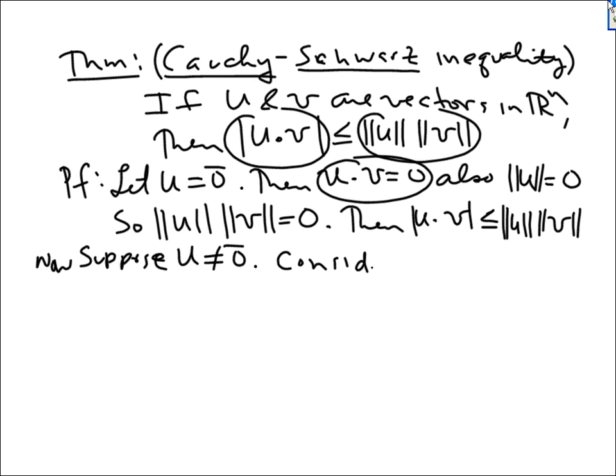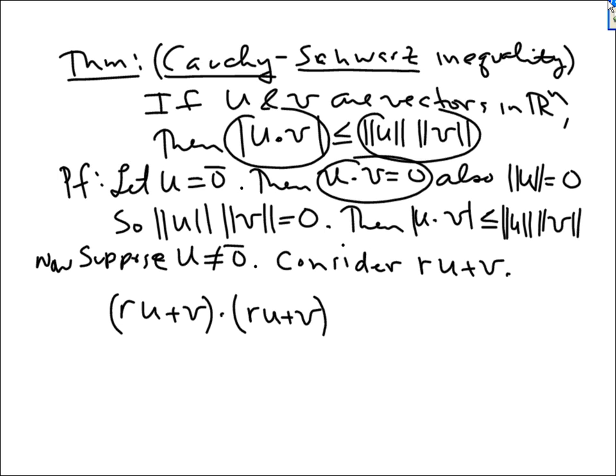We consider, and this just came out of the blue, ru plus v, where r is some scalar. Now again, when you dot the same vector with itself, you get either a positive number or 0. That is, ru plus v dotted with itself has to be greater than or equal to 0.